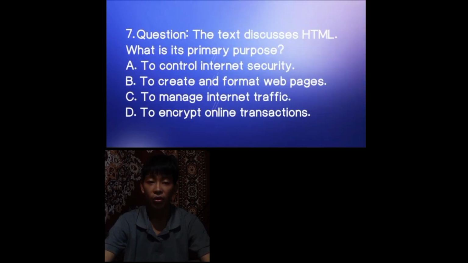Number 7 question. So this discusses HTML. What is the primary purpose? A. To control internet security. Letter B. To create and format web pages. Letter C. To manage internet traffic. Letter D. To encrypt online transactions.